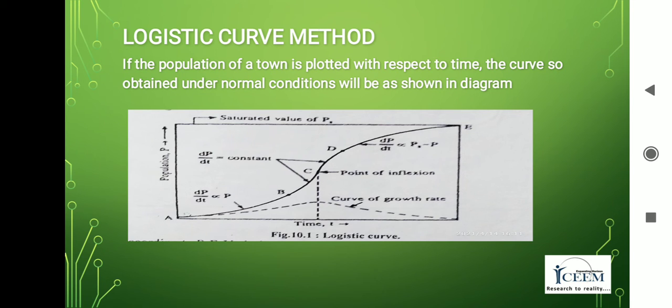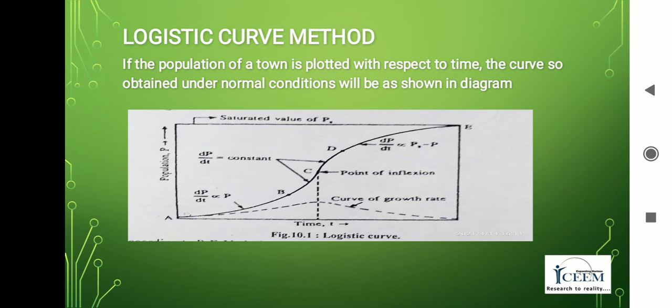The early growth of the city is shown by the curve A to B at an increasing rate, where dp by dt is directly proportional to p, where p is the population of that decade. The growth rate between point B to D follows dp by dt equal to a constant. The rate of population increase from point B to D is constant.